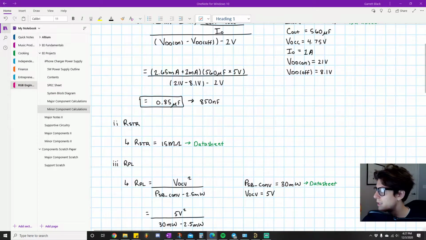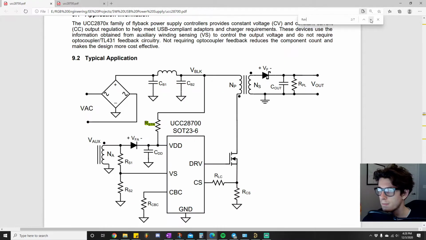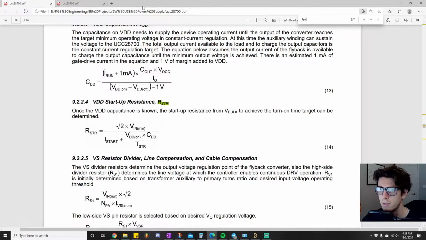Let me see, I think it might give us an equation for Rstr. Let me check here, I'll just show you. On the data sheet, I just Control F Rstr. So it does give us an equation. Okay, this is also interesting, we'll talk about it. So here you have this equation: the startup resistance from V-bulk to achieve the turn-on time target.